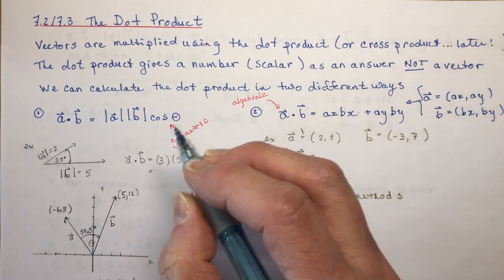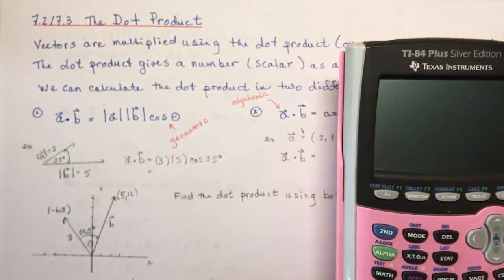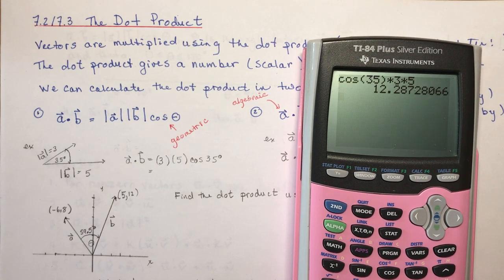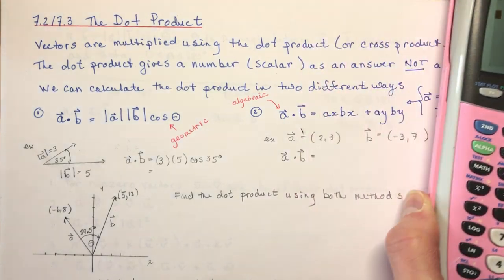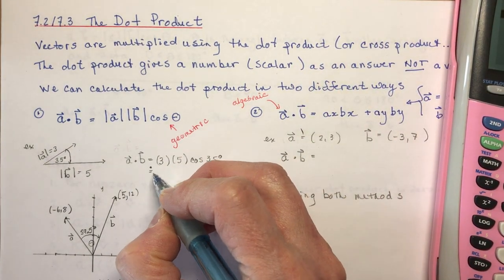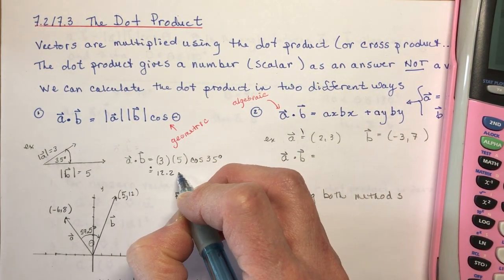And you would do that on your trusty calculator, which I haven't done yet, so we'll do that very quickly. We have 3 times 5 times the cos of 35, and I get approximately 12.29.